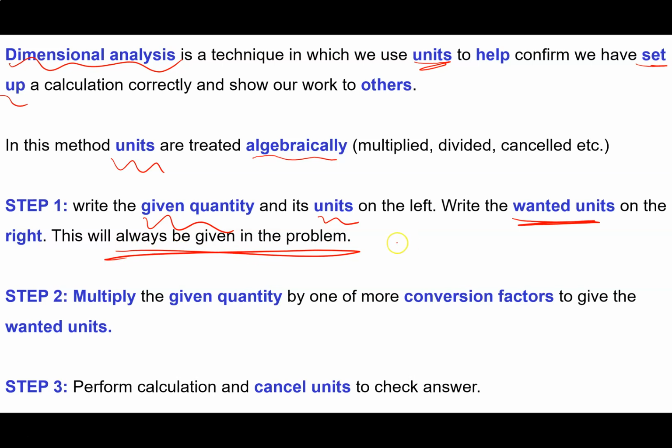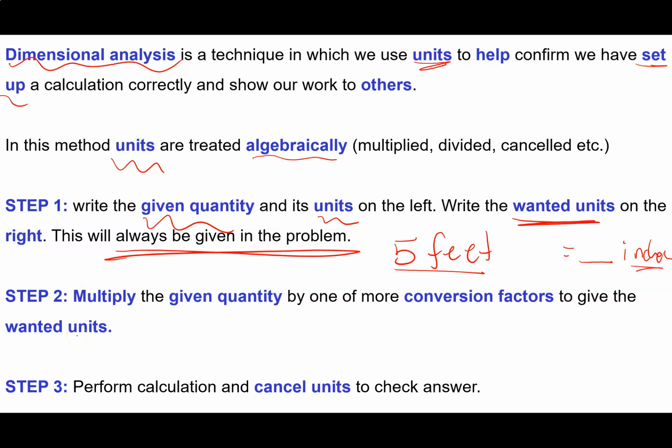So I might write 5 feet, and I want to turn that into inches. That would be my setup, right? I haven't got any numbers on the right there, but I've got my units, okay? So the given quantity on the left, then towards the right, an equal sign, and the units that I want to end up with.